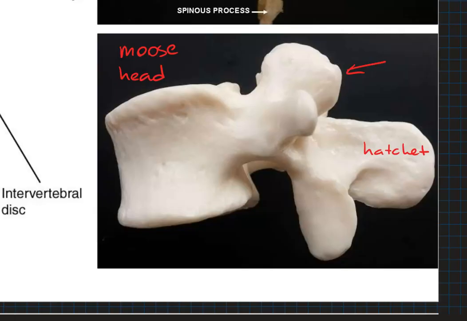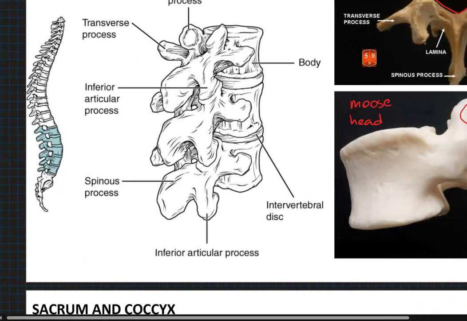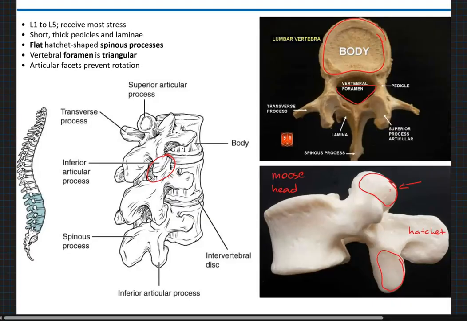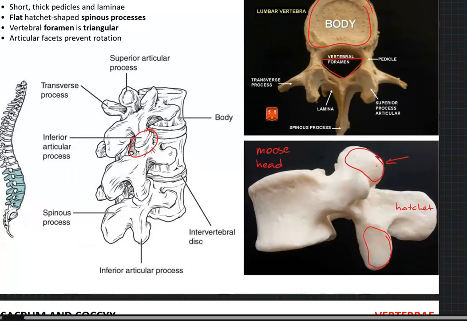Spinous process. And the superior and inferior articular processes are facing each other. So there is no rotation of the spine in the lumbar region, which makes perfect sense, because this is where most of the vertical compression, most of the weight, is carried. And any movement can be detrimental for intervertebral discs.